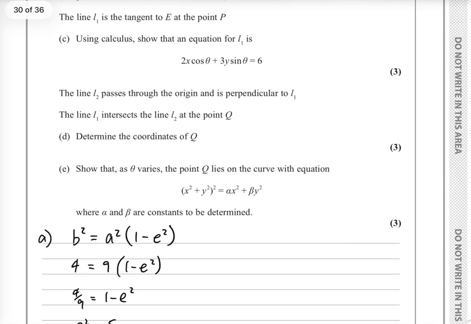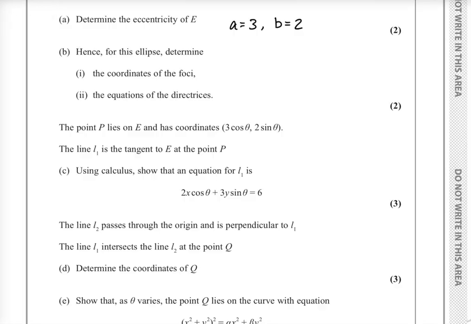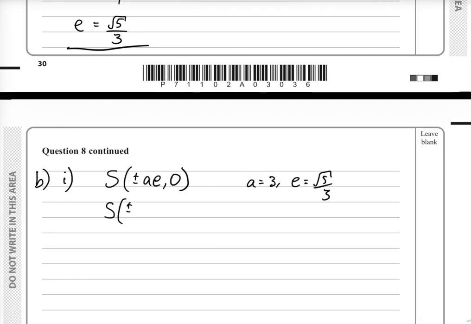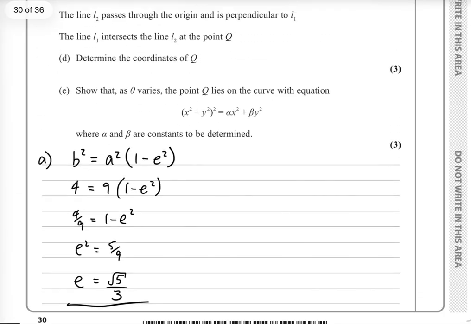That was fairly easy for the last question. Part B. Hence, for this ellipse, determine the coordinates of the foci and the equations of the directrices. That's also fairly straightforward, and also in the formula booklet. Plus and minus ae, 0 for the foci. We know a is 3 and e is root 5 over 3, so we get plus or minus root 5, 0. And the directrices, x is equal to plus or minus a over e. So x equals plus or minus 9 over root 5, or 9 root 5 over 5. Not a bad start to the question at all.